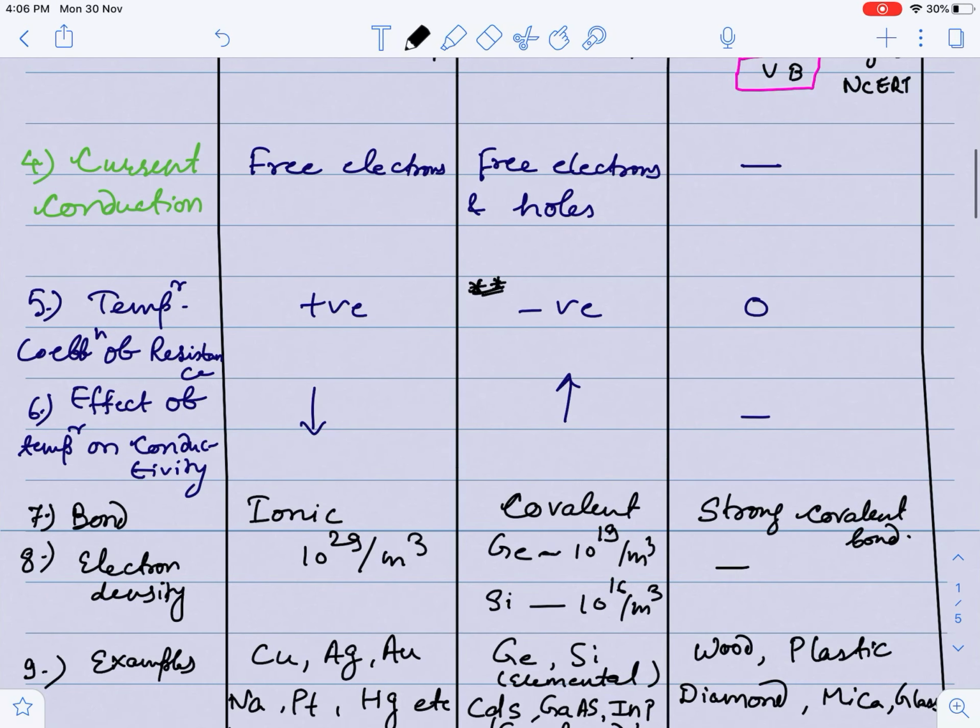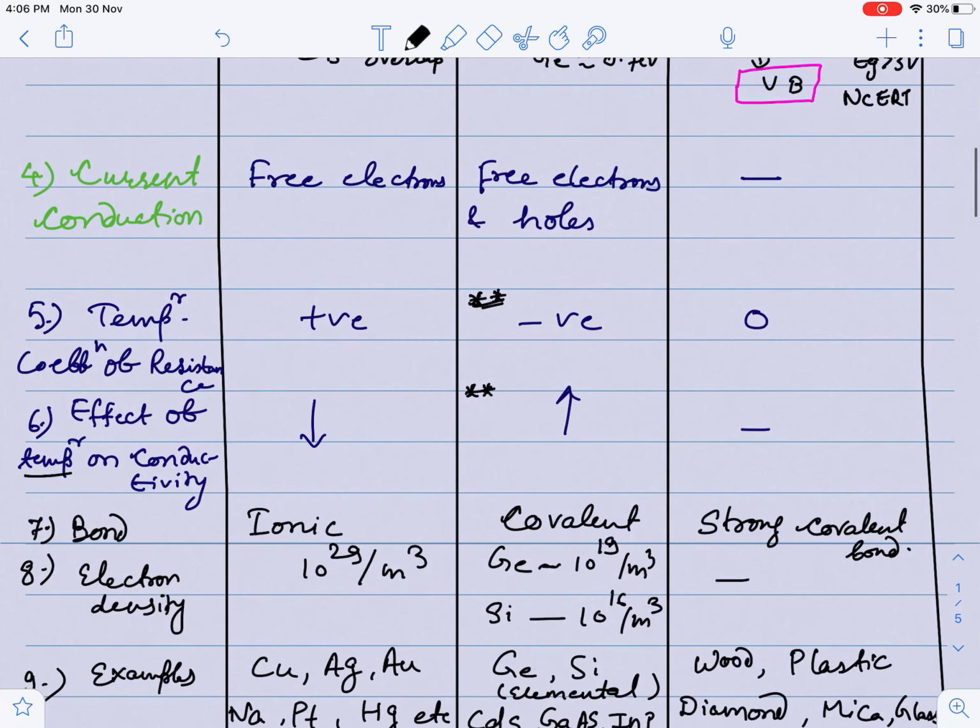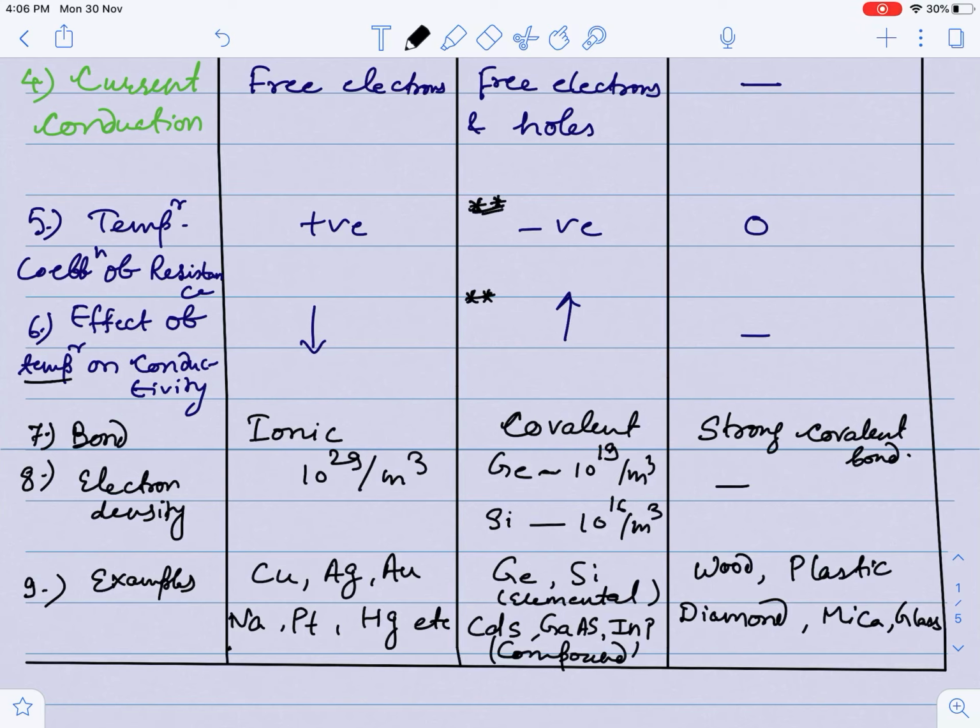Effect of temperature on conductivity: as you increase the temperature, conductivity decreases in the case of conductors, and increases in the case of semiconductors. Again important guys, you increase the temperature, conductivity increases, and that is why you can control the semiconductor, and there is no effect in insulators. Which type of bond do they form? Conductors form a metallic bond, semiconductors form a covalent bond, and insulators, like plastic or diamond, form a strong covalent bond.